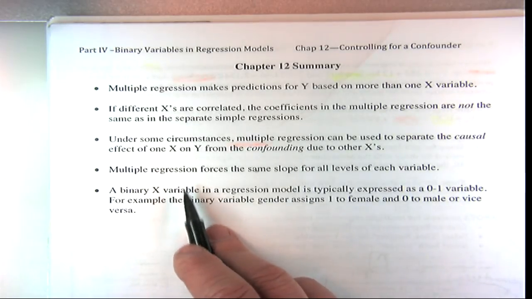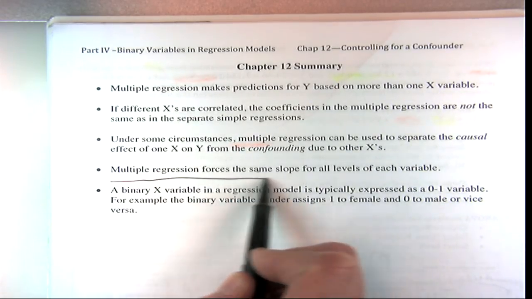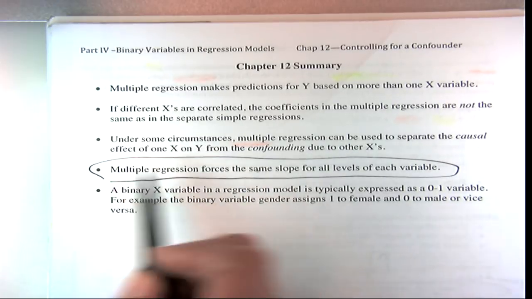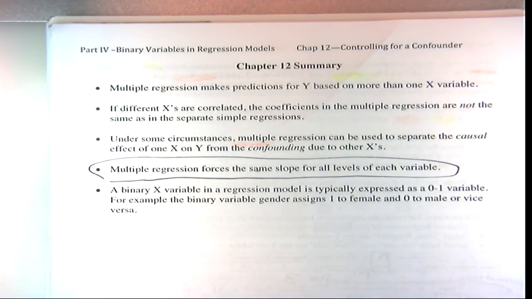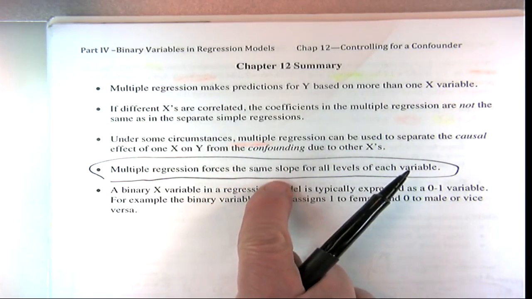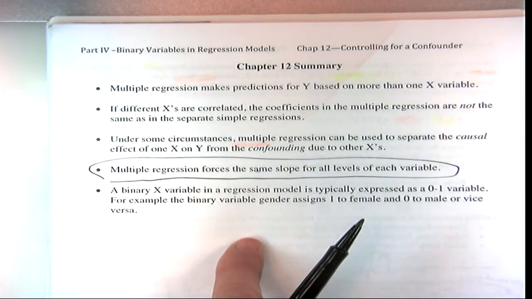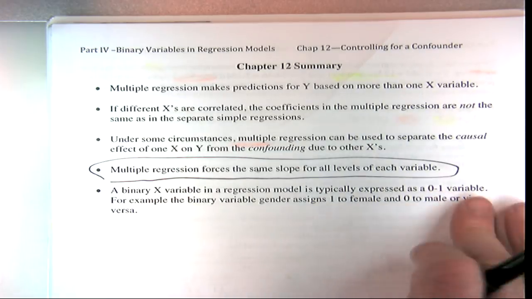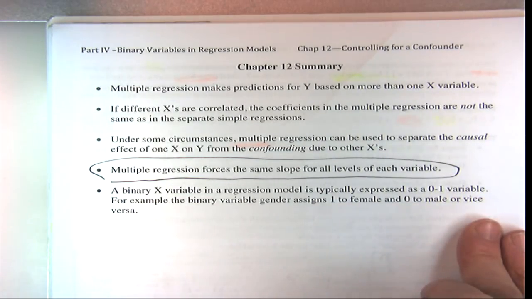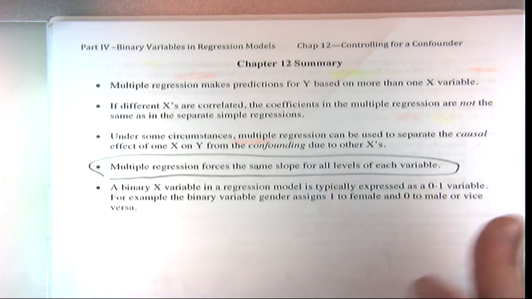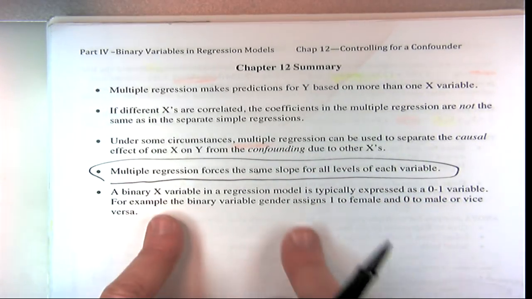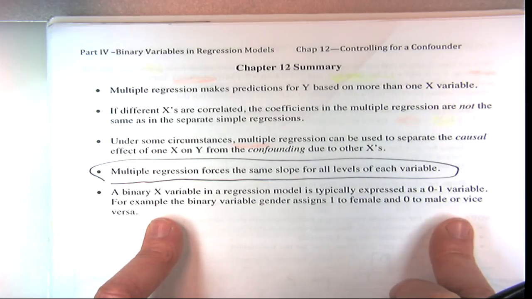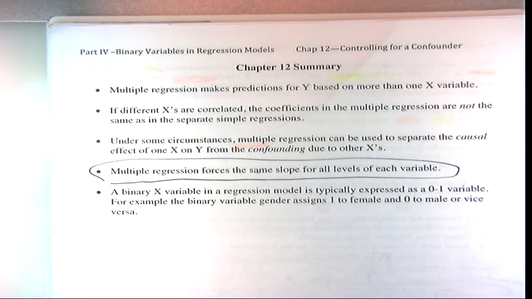And this multiple regression forces the same slope, all right? Next chapter talks about how we can change that, what we have to do to change that. And then a binary variable in a regression model is typically expressed as a 0, 1 variable. Okay? You don't have to. You could express it as 1, 2, anything you want, but usually it's expressed as 0, 1. And it's arbitrary which one you assign 0, which one you assign 1. You could reverse it.